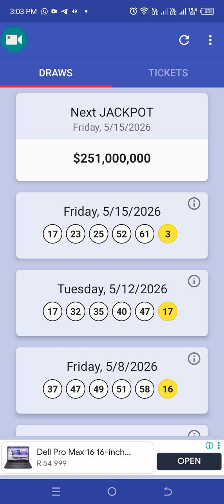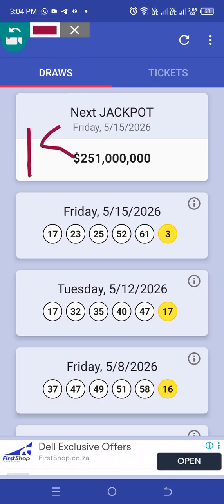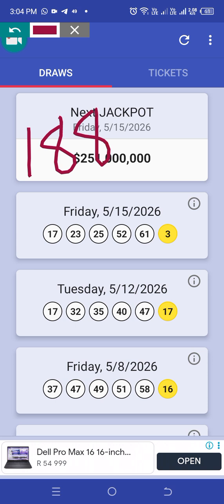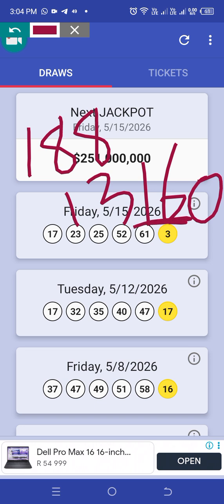Now, if I'm done breaking the code, then what do I use the code with? Last time we had the code, the code was 188. That was the code the last time. Then you multiply by the total number of the draw. It gave us 13, 16, and 0. You can see they used the last number, which was 16, as 61.